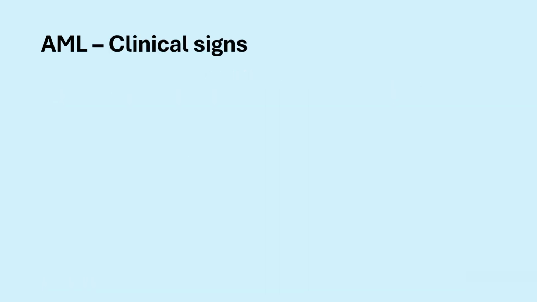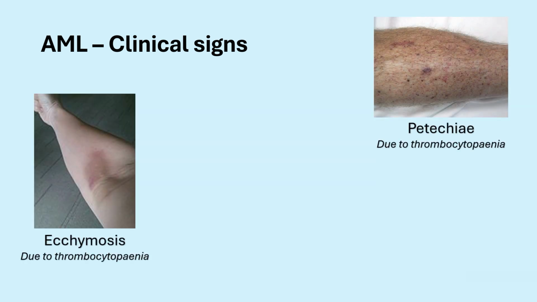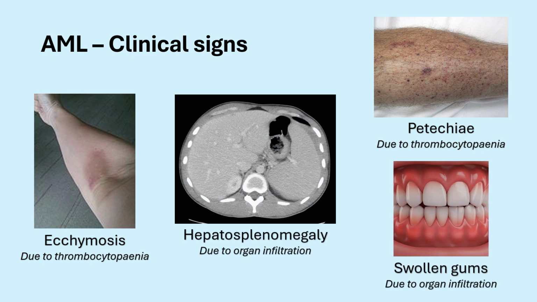The signs of AML are due to the respective cytopenias and organ infiltration. For example, ecchymosis and petechiae can occur due to thrombocytopenia. Hepatosplenomegaly and swollen gums can occur from organ infiltration of leukemic cells, and also from extramedullary hematopoiesis because the bone marrow cannot sufficiently produce enough mature red cells.